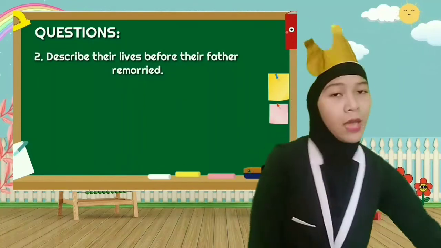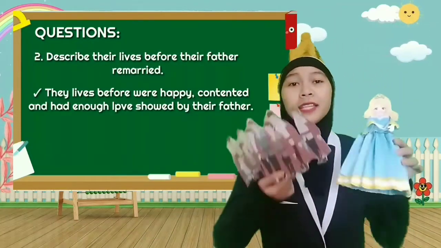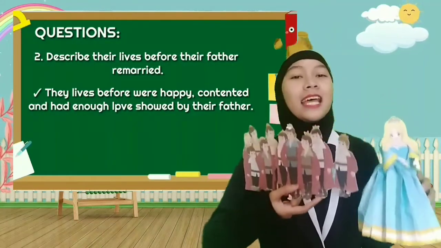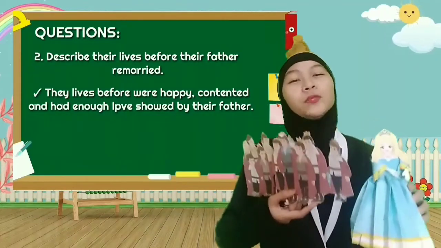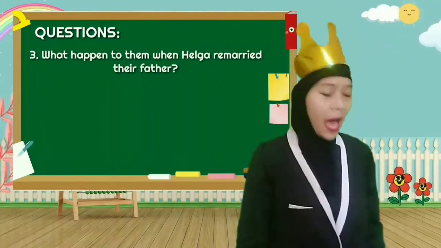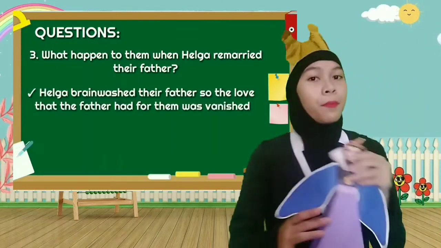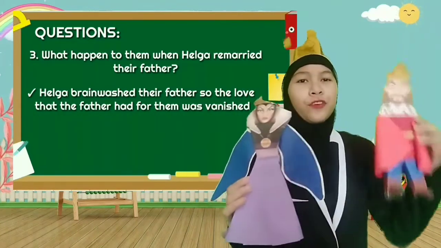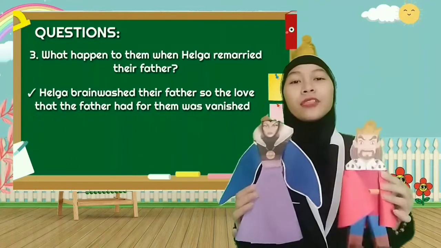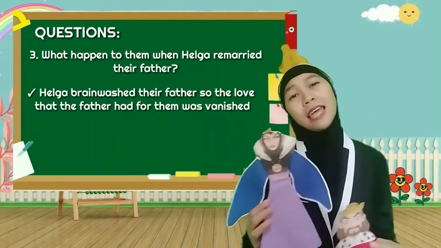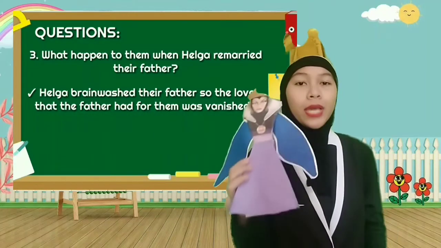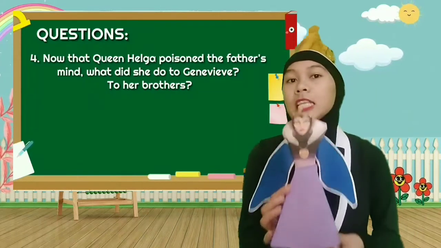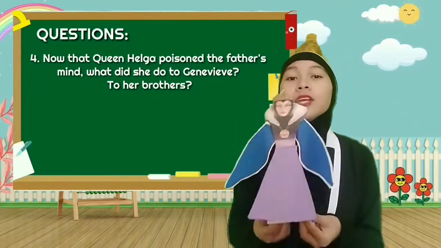Now, can you describe their lives before their father remarried? Very good. Their lives before were happy, contented, and had enough love shown by their father. Now, what happened to them when Helga married their father? Very good. Helga brainwashed their father, so the love that the father had for them vanished. Sadly, that's really the plan of the wicked queen. Now that Queen Helga poisoned the father's mind, what did she do to Genevieve and to her 11 brothers?